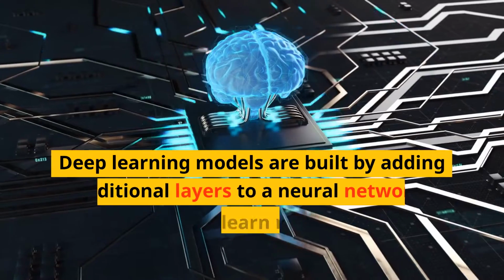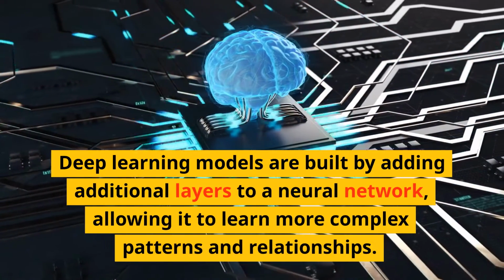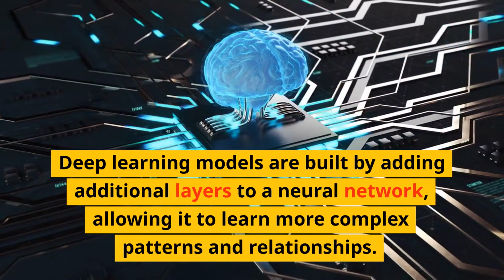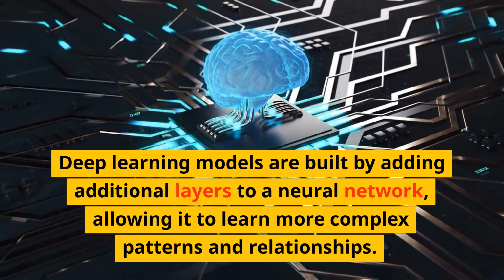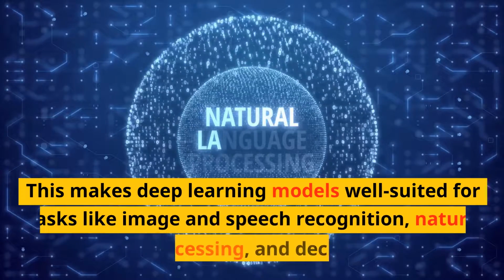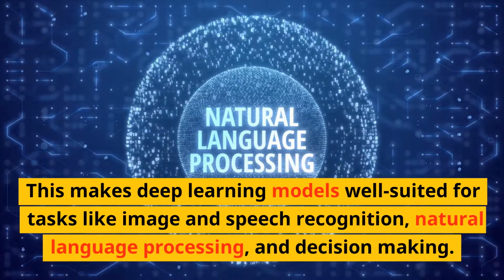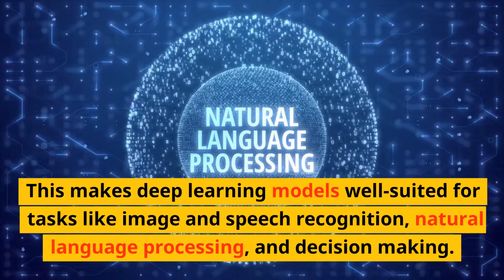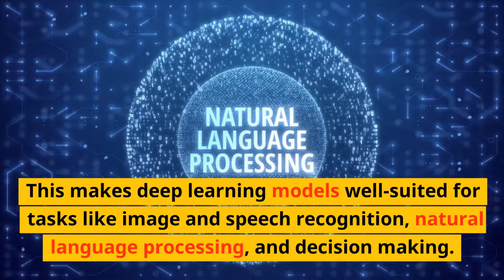Deep learning models are built by adding additional layers to a neural network, allowing it to learn more complex patterns and relationships. This makes deep learning models well suited for tasks like image and speech recognition, natural language processing, and decision making.